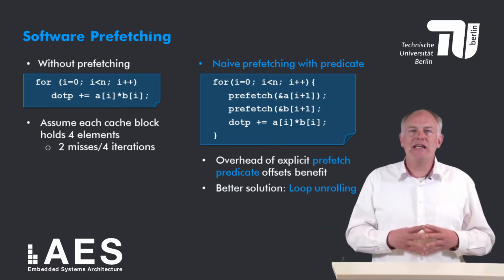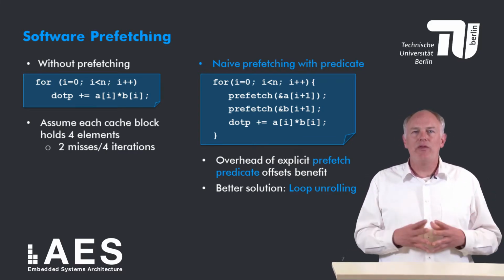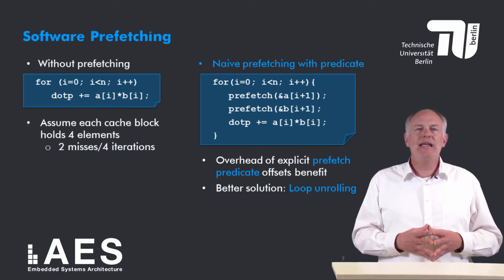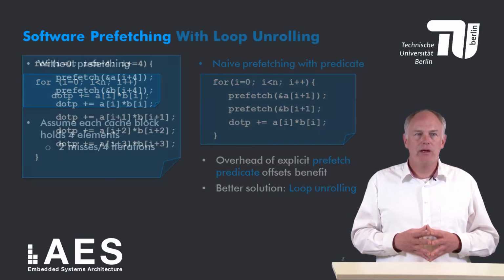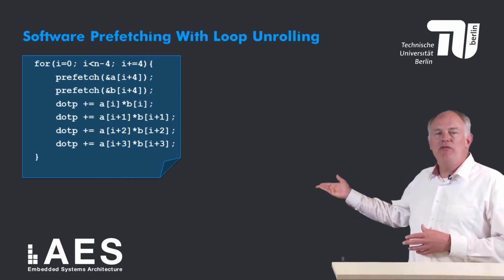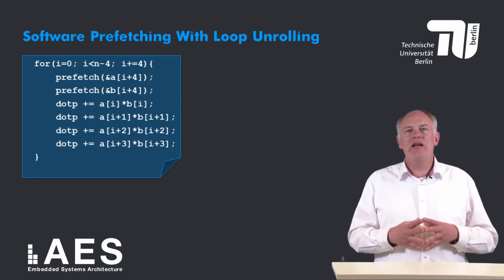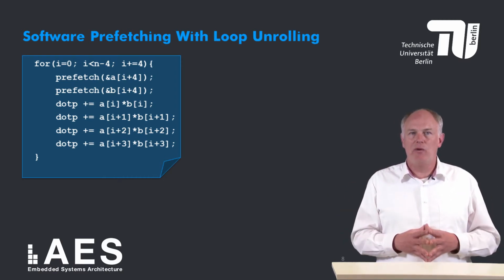Obviously, the overhead is still too high. Performing these tests likely takes more time than the potential benefits of prefetching. It is better to unroll the loop, as we have also done several lessons ago. This shows the prefetching code with loop unrolling. The unrolling factor is equal to the block size in elements, which I assume to be 4.